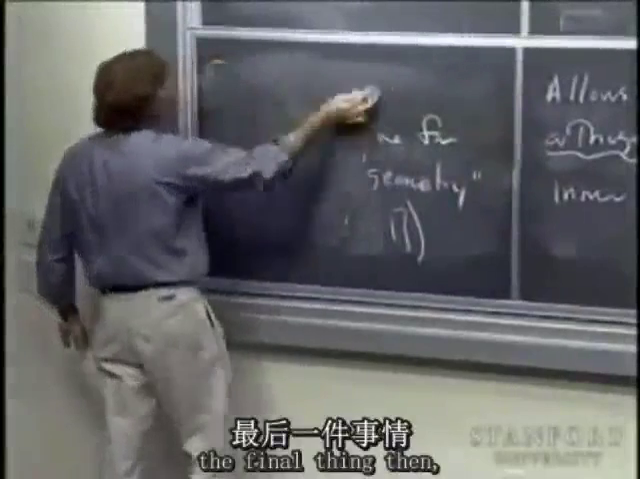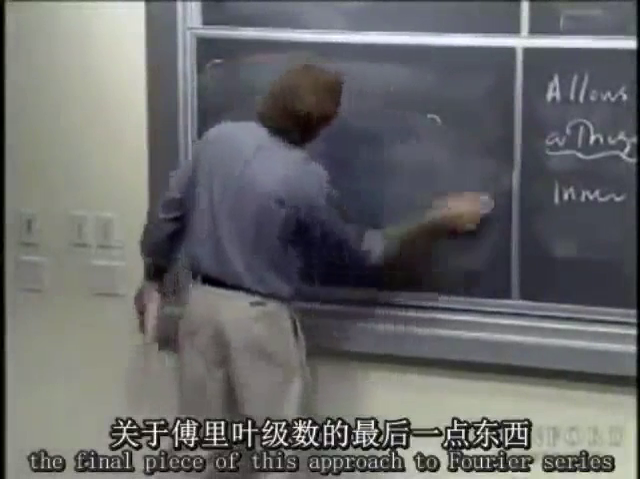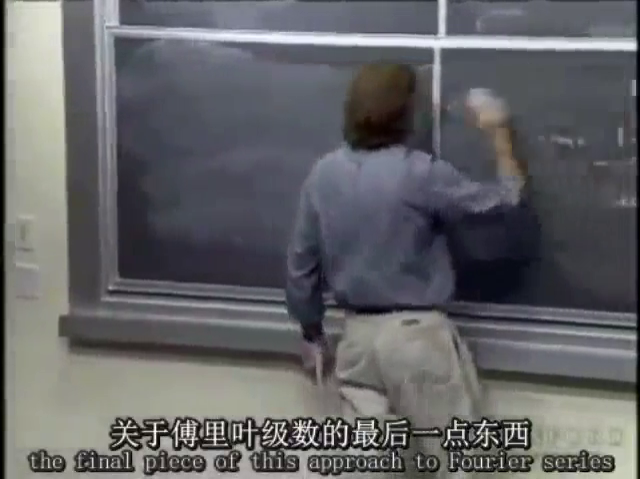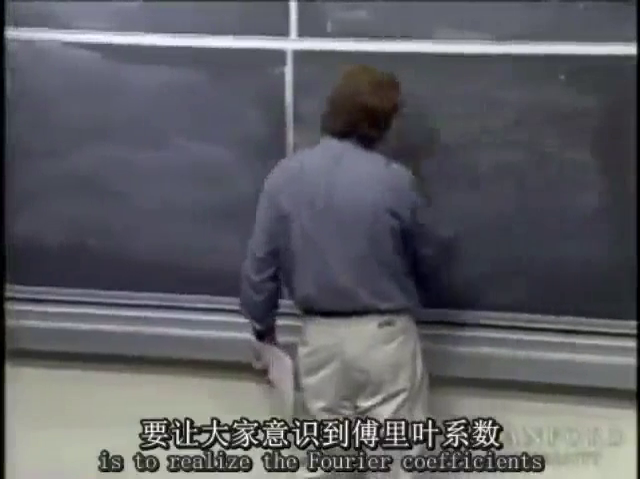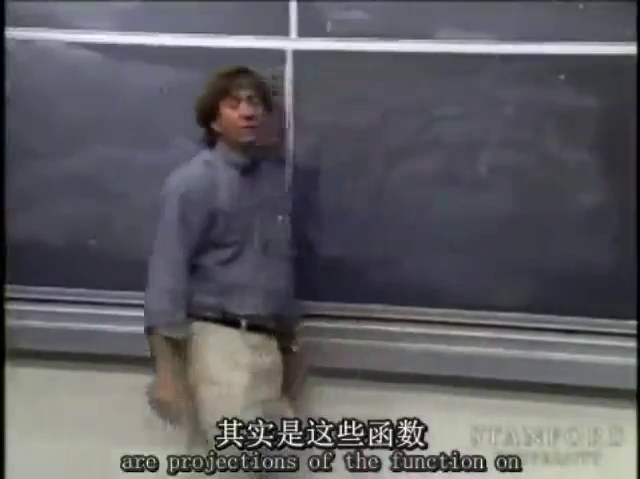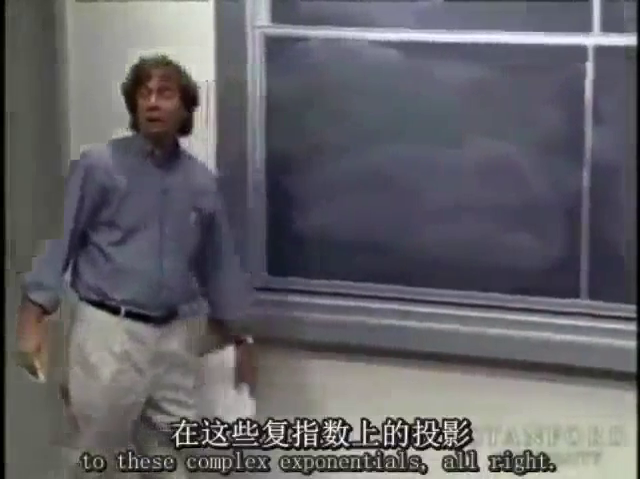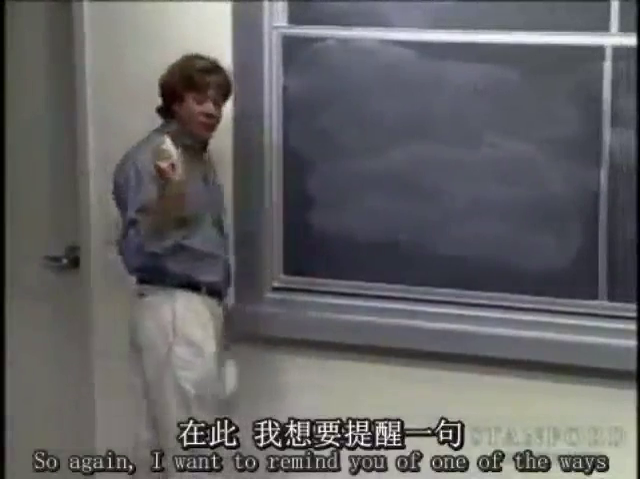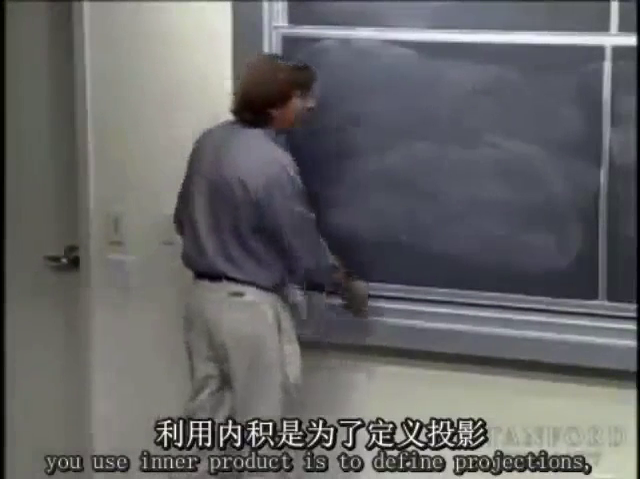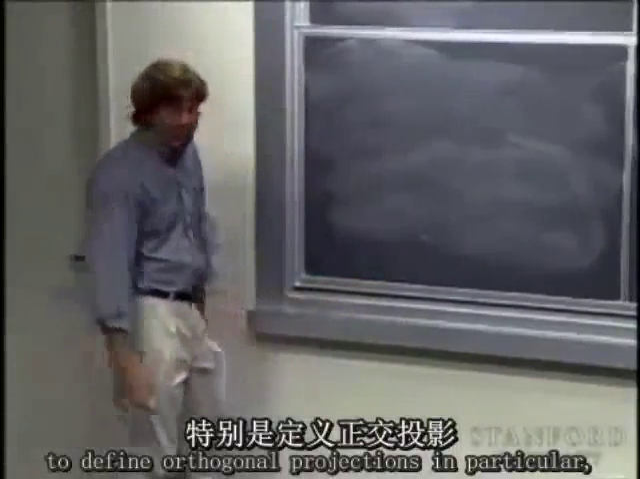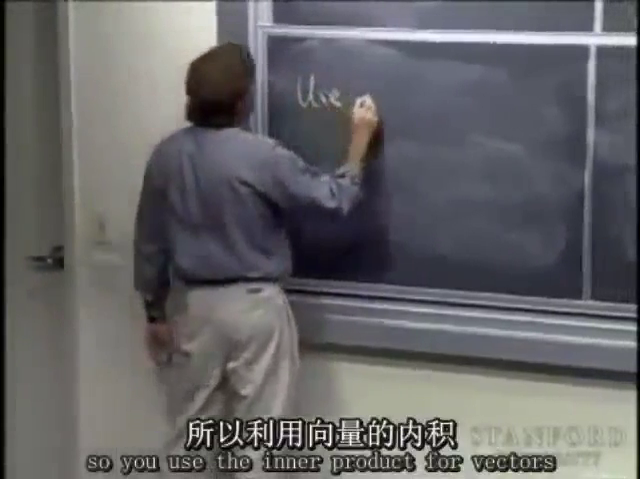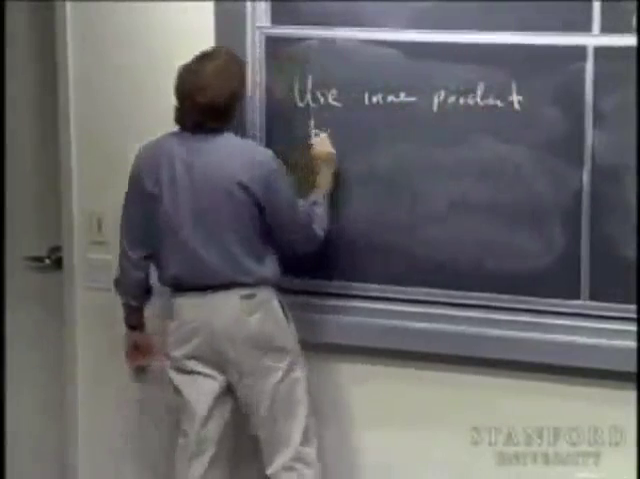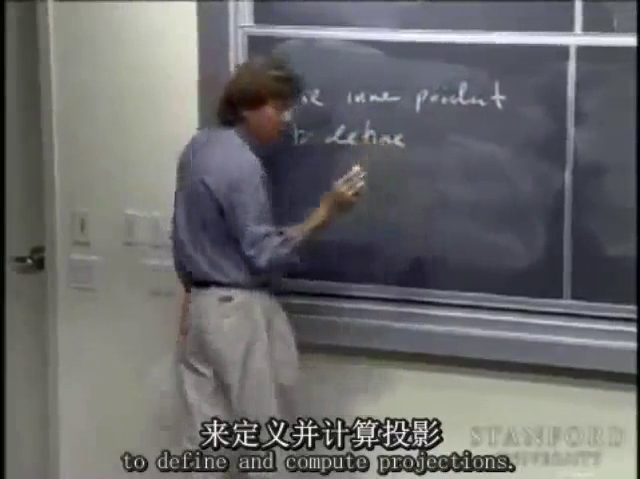The final piece of this approach to Fourier series is to realize that the Fourier coefficients are projections of the function onto these complex exponentials. All right? So again, I want to remind you that one of the ways you use the inner product is to define orthogonal projections in particular. So you use the inner product for vectors to define and compute projections.